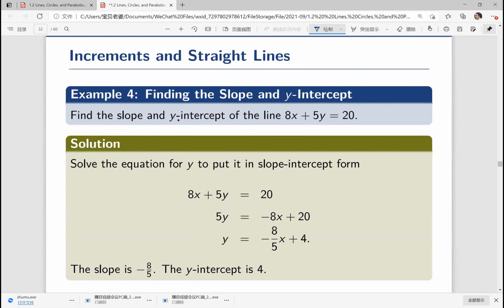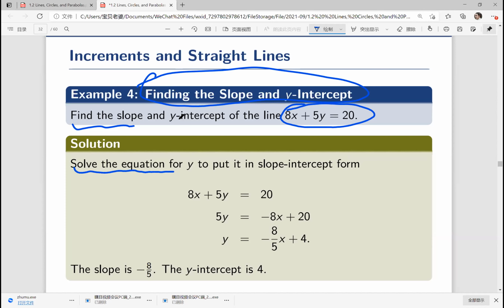Find the slope and the y-intercept of this line. If the equation of the line is 8x plus 5y is equal to 20, find the slope and the y-intercept of this line. Let's solve for y from this equation.